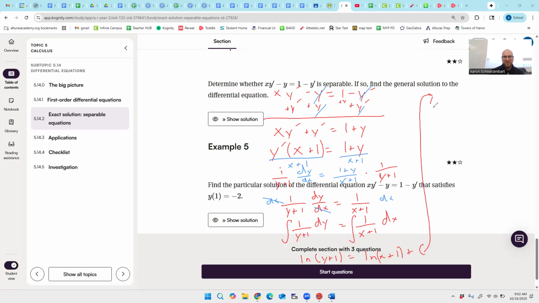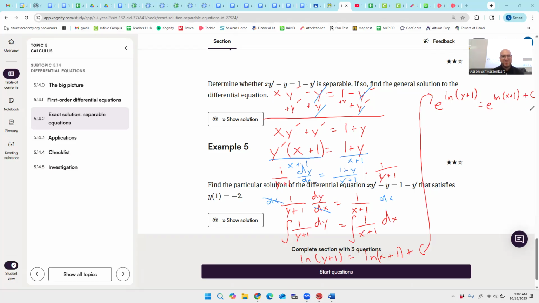Okay. Now I will raise both sides to the power of e. And we did this last year. Well, I've got a plus C up here. Yes. Yes. Give me a minute, guys. I'll finish this one problem.